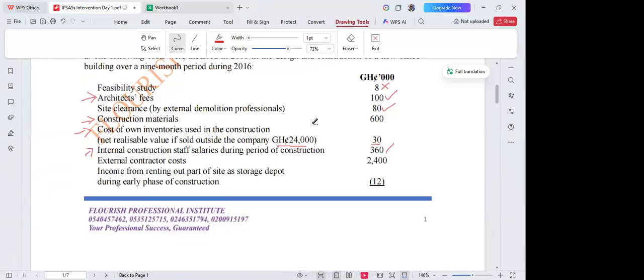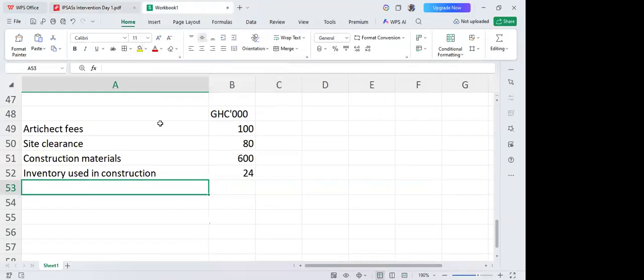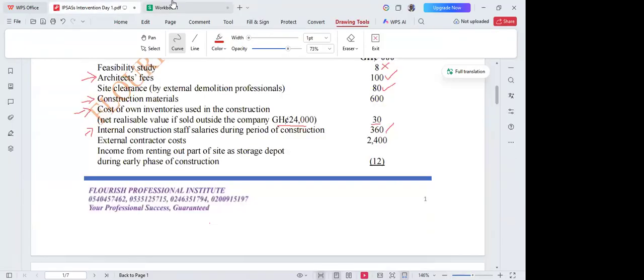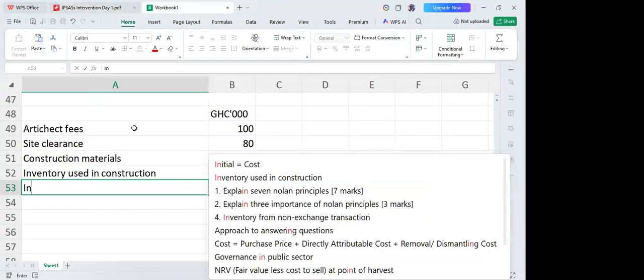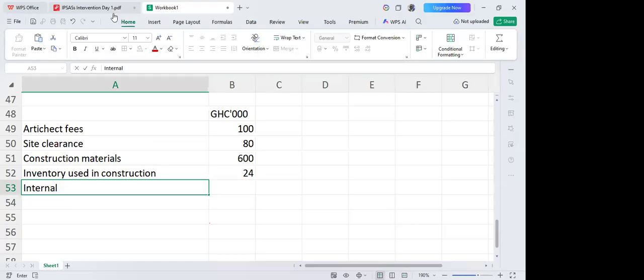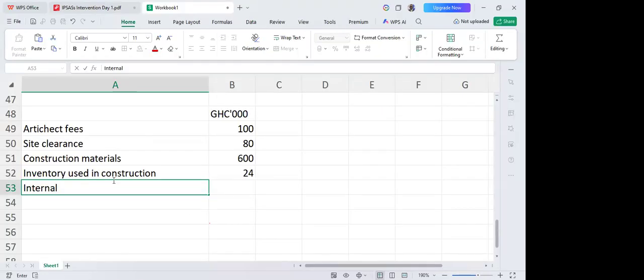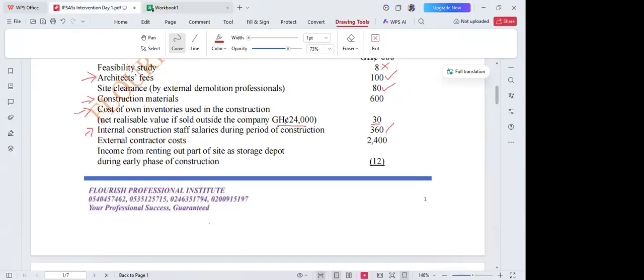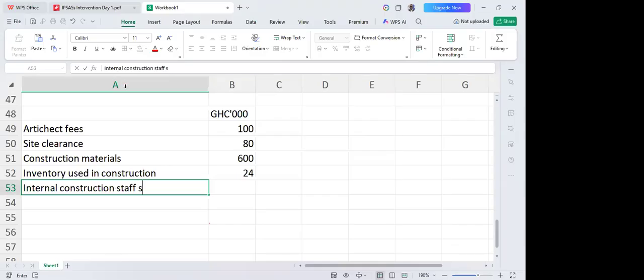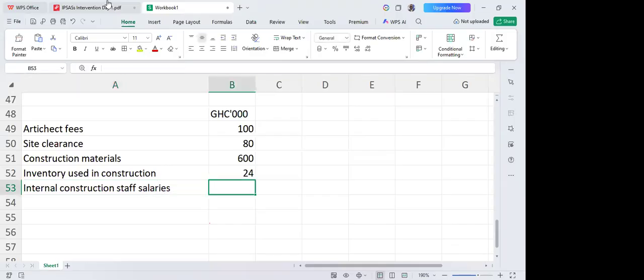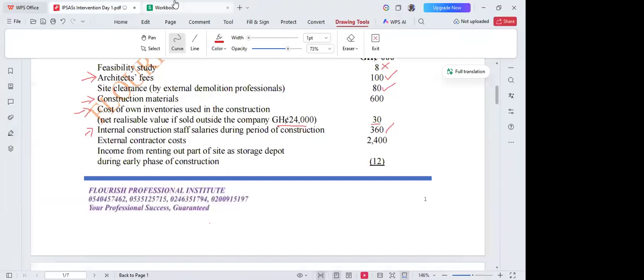Okay. So yeah, we are going to consider the 360. As Transport said, it's a directly attributable cost. Without that, you can't build. Without you incurring that cost, you won't be able to build. So it's a relevant cost to the construction. Don't bring relevant costing. Relevant costing is for decision making. Okay, yeah, we are looking at it from the building perspective. So construction staff salary, yeah, it's 360.